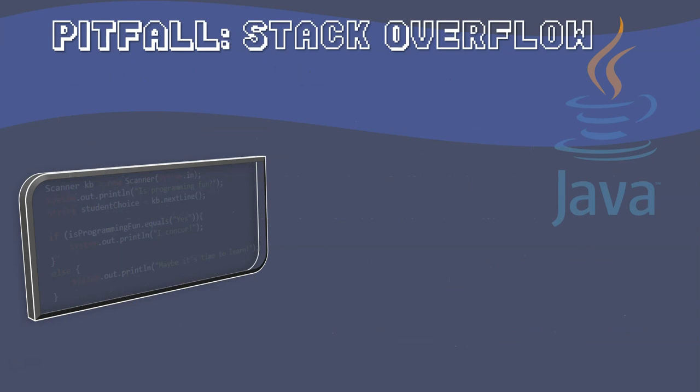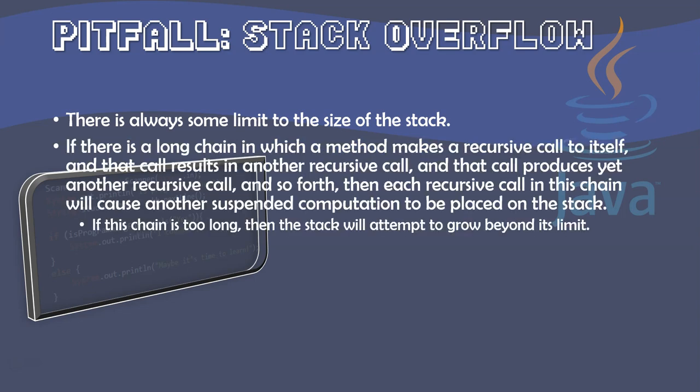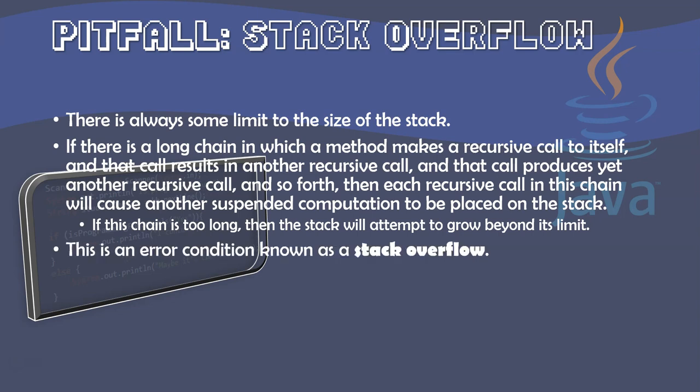Now, one thing to keep in mind when we work with recursion is stack overflow. There's always some limit to the size of the stack that you might be working with. If there's a long chain, for example, in which a method makes a recursive call to itself, and that call results in another recursive call, and that call produces yet another recursive call, and so on and so forth, then each recursive call in this chain will create another suspended computation in place on the stack. If it's too long, the stack will attempt to grow beyond its limit. This is an error condition known as stack overflow.